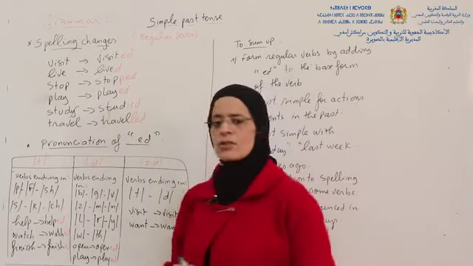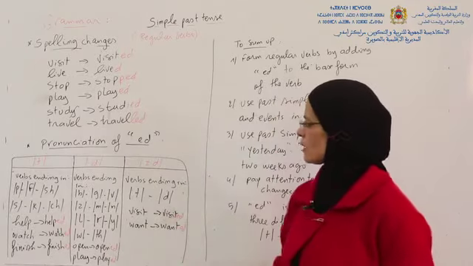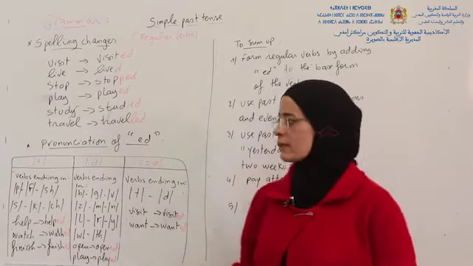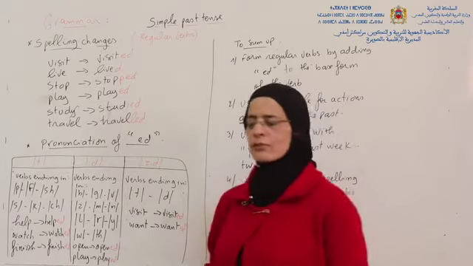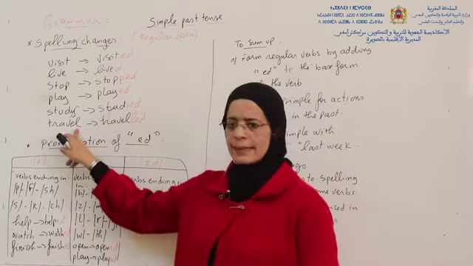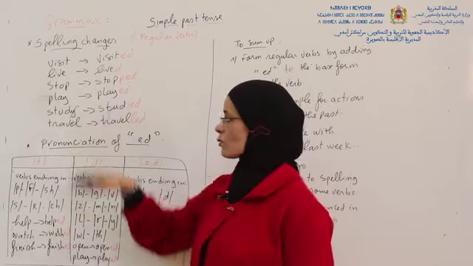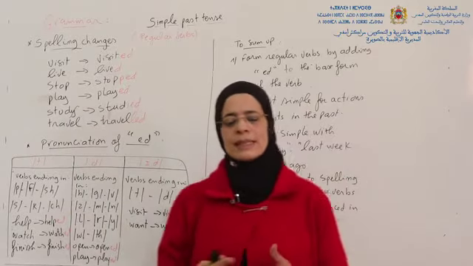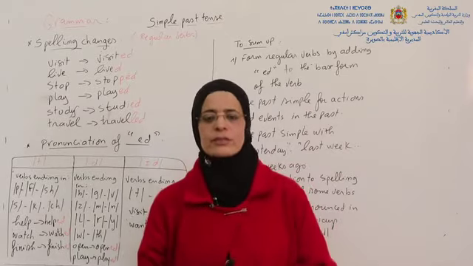Travel in the past is traveled. There is another change here. What is it? We have a double L. When do we double the L? When we have verbs ending in L. Okay, these are the major changes you should pay attention to when you make regular verbs in the past simple.